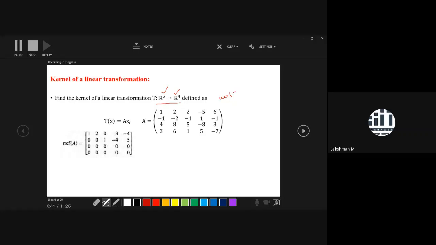It is just like solving a system of homogeneous linear equations. That means we are finding the solution space. That means we are finding all those x which satisfy the system of equations Ax equal to 0. So we have already gone through how to solve a system of equations using the Gaussian elimination method.